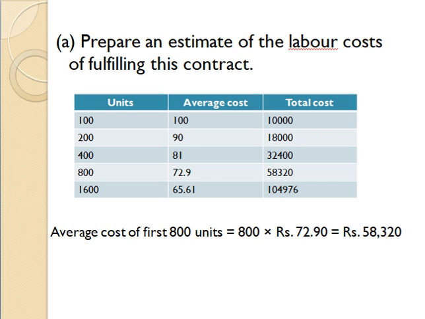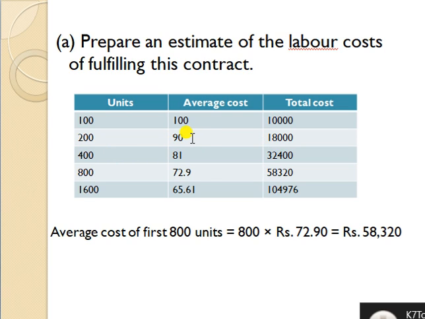First 100 units, the average cost is 100 rupees. The total cost is 10,000, that is 100 into 100. For when units double, you can prepare a table. First, 200 units: the learning curve rate is 90%, so 100 multiplied by 90% gives 90. So 90 into 200, the total cost is 18,000. Next, 200 doubles to 400.